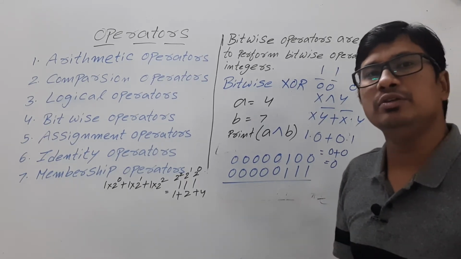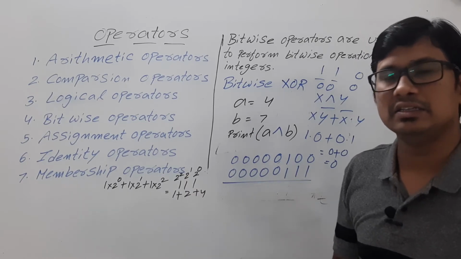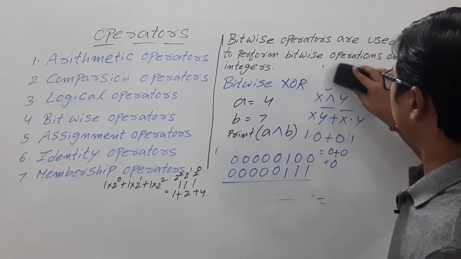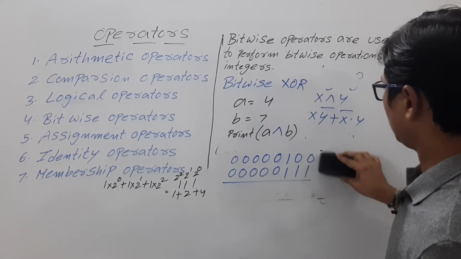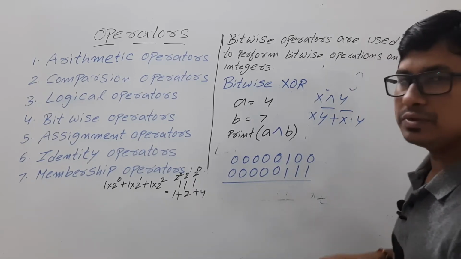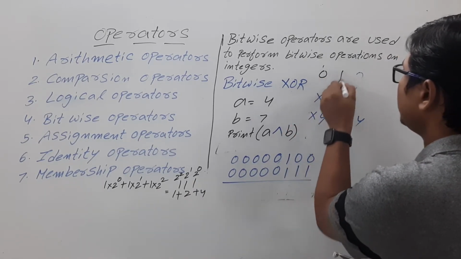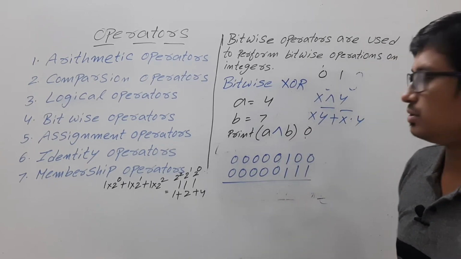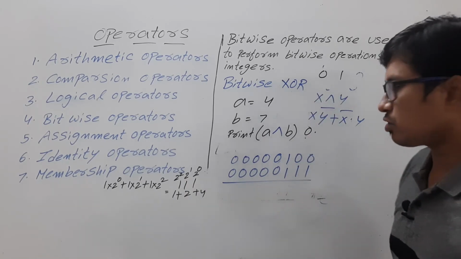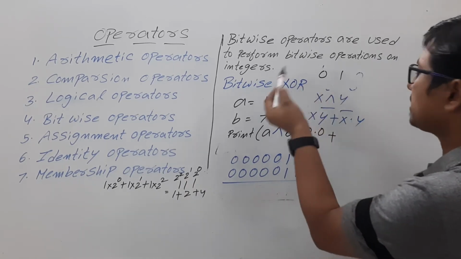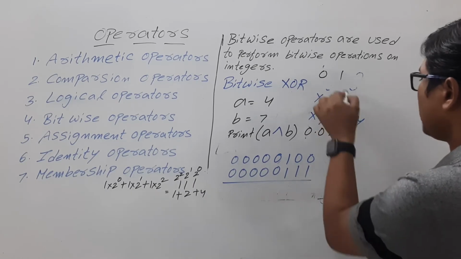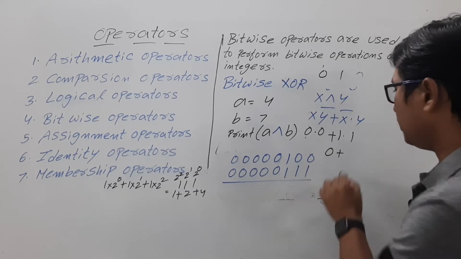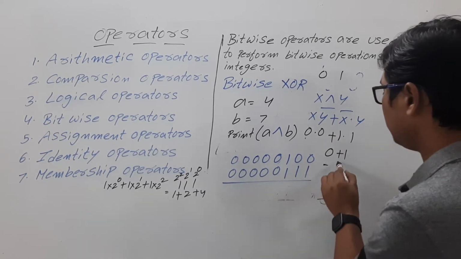If any one of the inputs is different, or if both the inputs are different, take x value 0 and y value 1. Then look at what will happen. X is 0, so you will get 0 here. Y is 1, so y's complement will be 0. Then you have x complement, 0's complement will be 1, and y is 1. 0 and 0 will be 0, 1 and 1 will be 1, 0 or 1 will be 1.